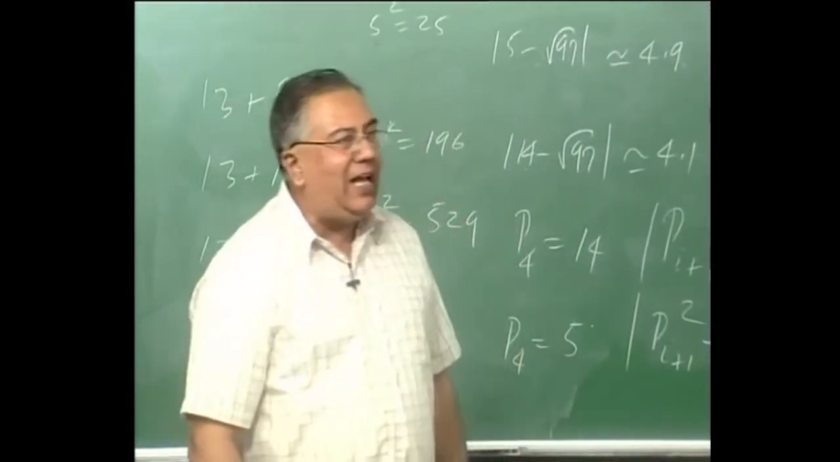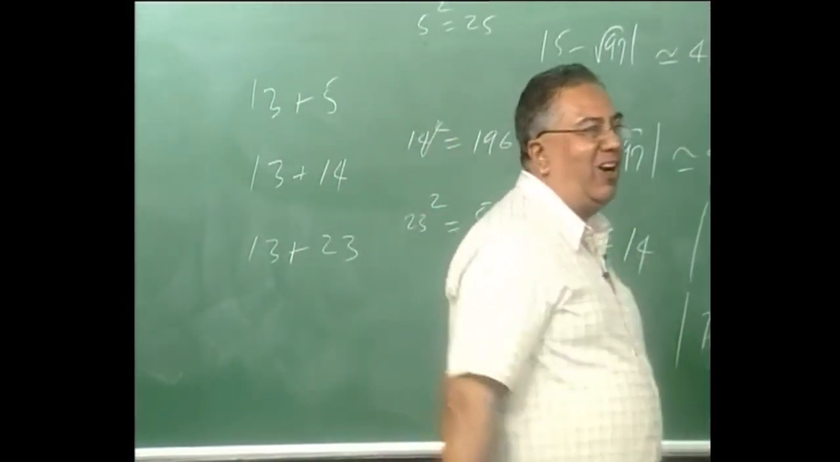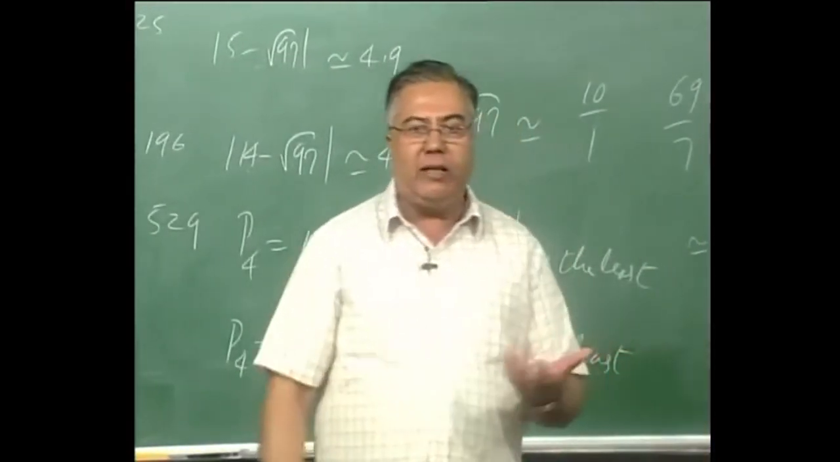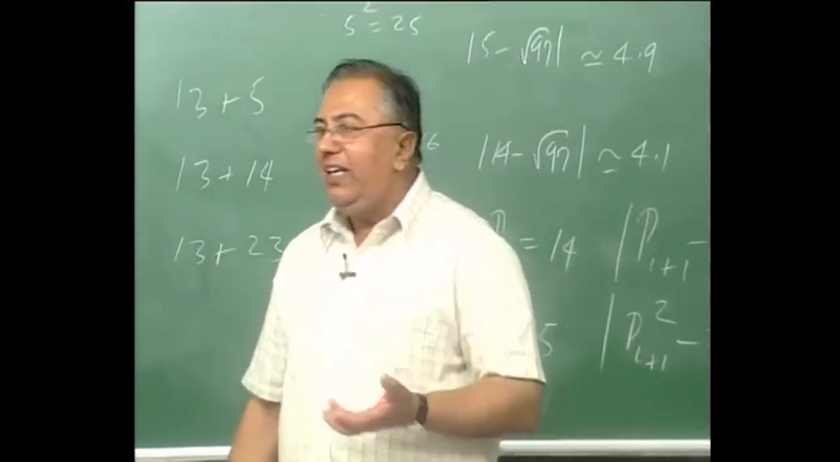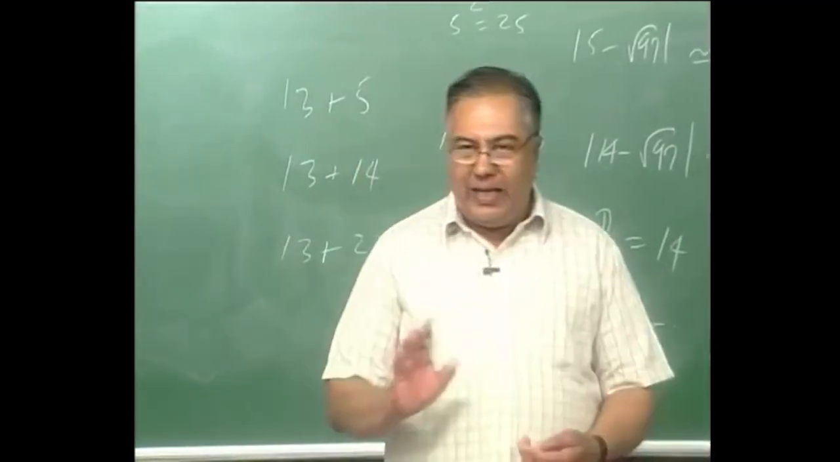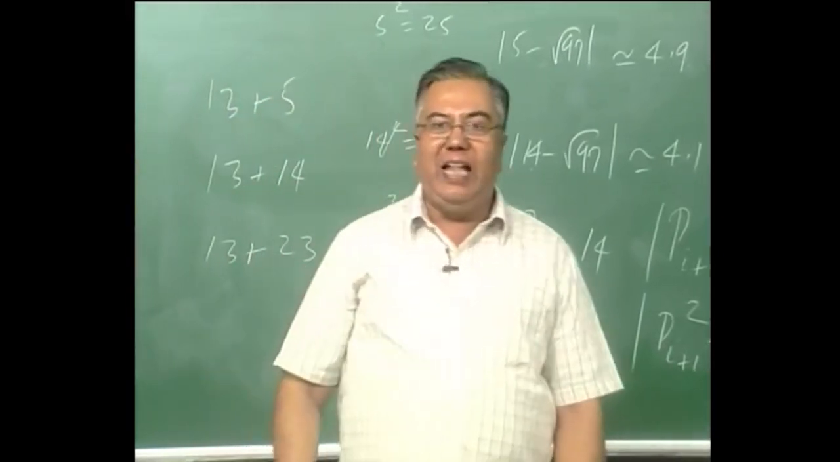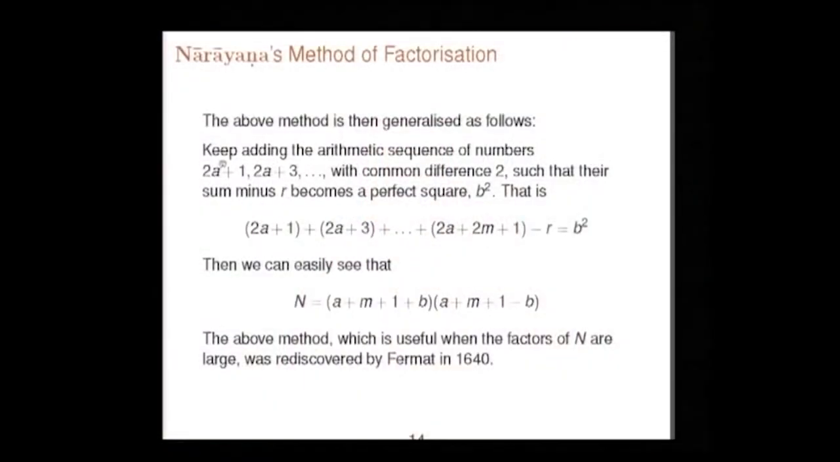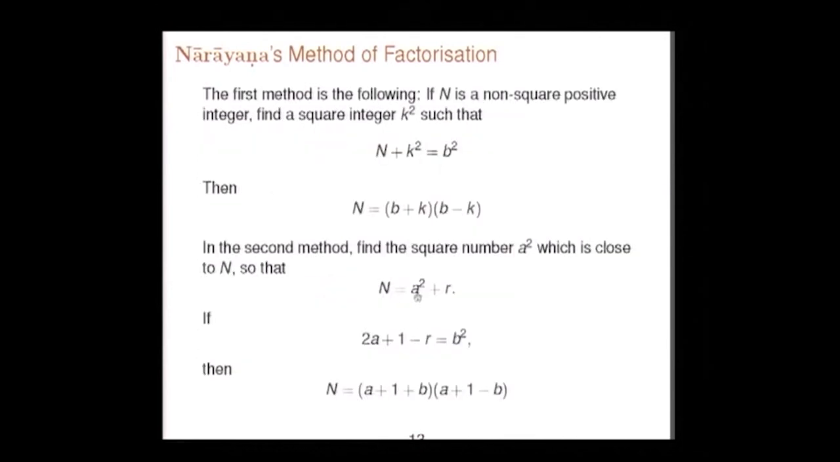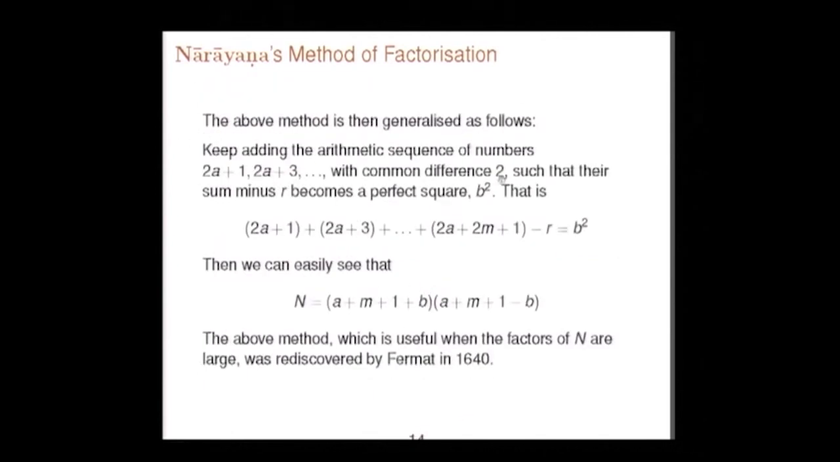Now Narayana comes with a sort of algorithm, what you can try and do. Of course it is not a simple thing. Factorization, as all of you know, is indeed a difficult problem. But Narayana is giving some systematic method when the factors of n are fairly large. So he says, keep adding the arithmetic sequence of numbers 2a plus 1, 2a plus 3, with common difference 2, where a is obtained from n equal to a squared plus r, such that their sum minus r becomes a perfect square.